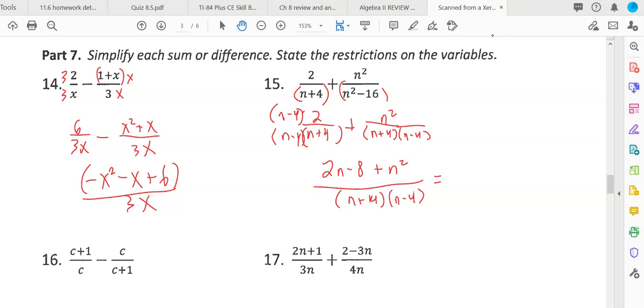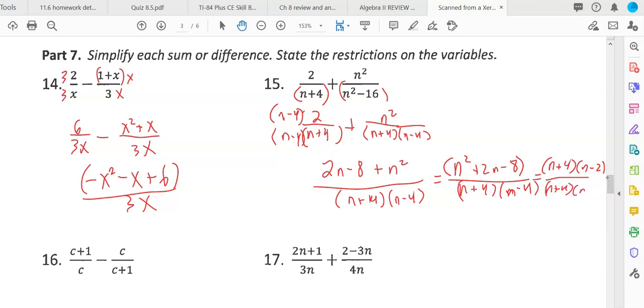Let's try to factor this. So this is n squared plus 2n minus 8 all over n plus 4 n minus 4. And I think it might factor. Let's see. So this would be, I guess, 4 and 2. Bigger number is positive, it's negative. I think that would work. N minus 2 over n minus 4. Again, if you need restrictions, x can't be 4, negative 4. I think that's it. This one, x can't be 0 if you need restrictions.